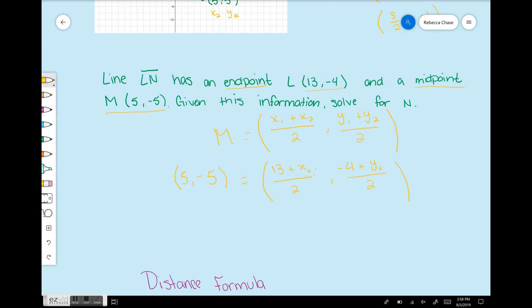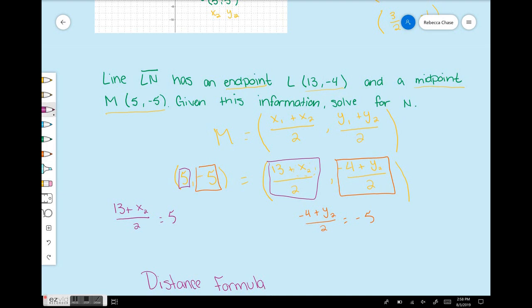What I'm going to do is, I know that whatever this value is right here, it's going to make this whole thing turn out to be 5. And the same is going to happen with this entire thing right here: it's going to turn out to be negative 5. So I'm going to make two separate equations. I'm going to have 13 plus x sub 2 over 2 equals 5. And then negative 4 plus y sub 2 over 2 equals negative 5. And I'm just going to solve those.